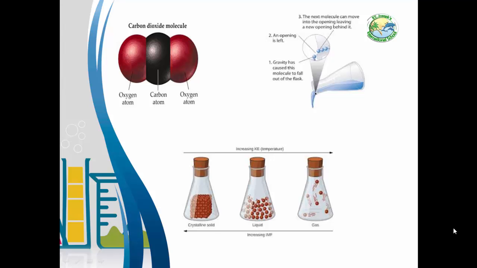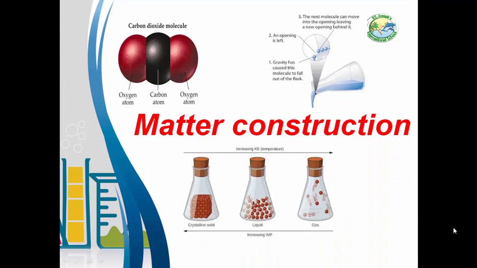Hello Prep 1 students. Today we will explain the second lesson in the first unit. In the previous lesson we talked about matter and we said that all objects around us are matter. And also we talked about how we can distinguish between different matter or different objects by physical and chemical properties. But today we will talk about the structure of matter, the building unit of matter. Our lesson is matter construction.